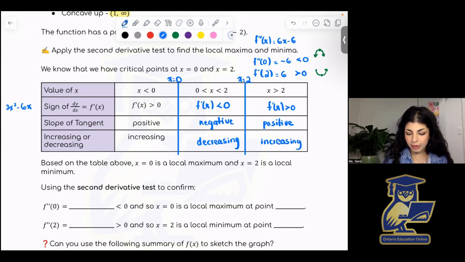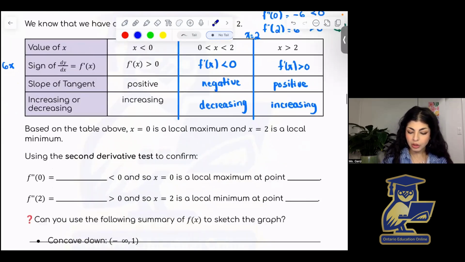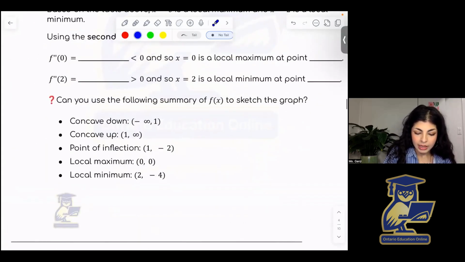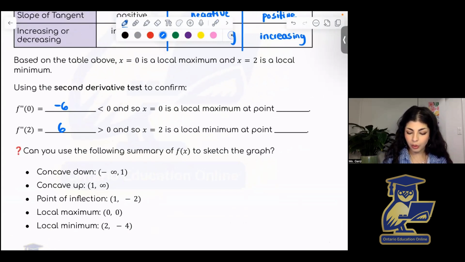So this is what you've seen before when we were trying to find local maximum and minimum. We're seeing, based on the slopes and whether the function is increasing or decreasing, whether it is a maximum or a minimum. So for example, at x is 0, because we go from increasing to decreasing, then we have a local maximum. Now for this one, because it's decreasing and then it's increasing, we have a local minimum. And I already did this portion for you here, but we're pretty much now using the second derivative test to confirm. So we already saw that this is negative 6, and this is 6. And so we do have a local maximum here.